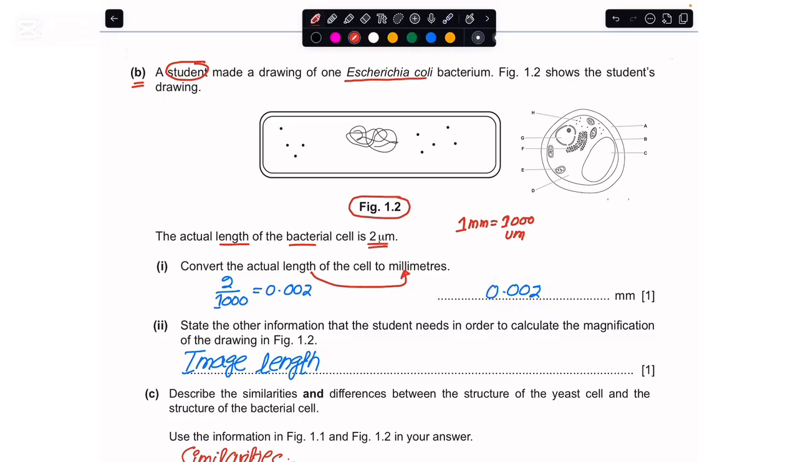Further, they say that we are required to give our examiner some other information that would allow the student to calculate the magnification. And we are aware of this fact that the magnification is equivalent to image length divided by the actual length. So since the actual length is given with us, the other thing that we require to calculate the magnification would be the length of the image that we are required to write over here.